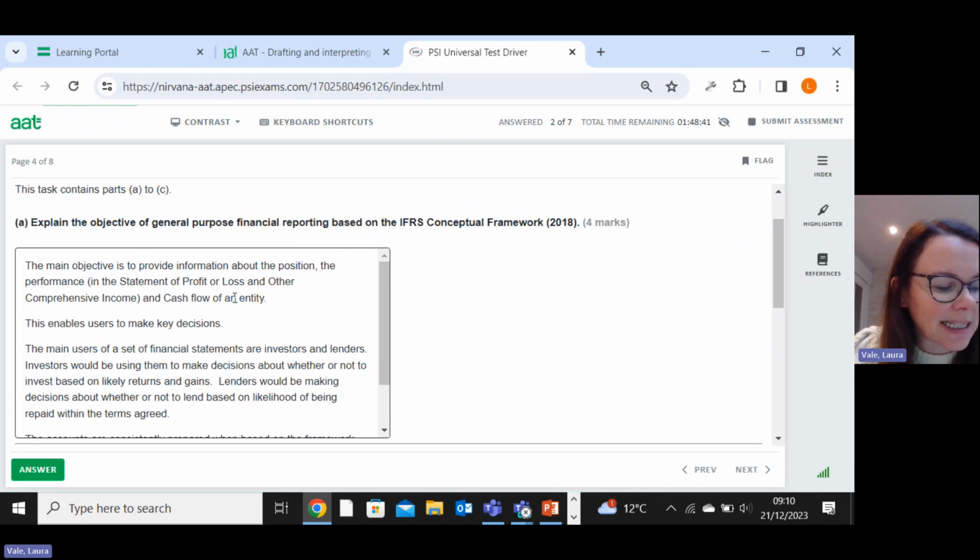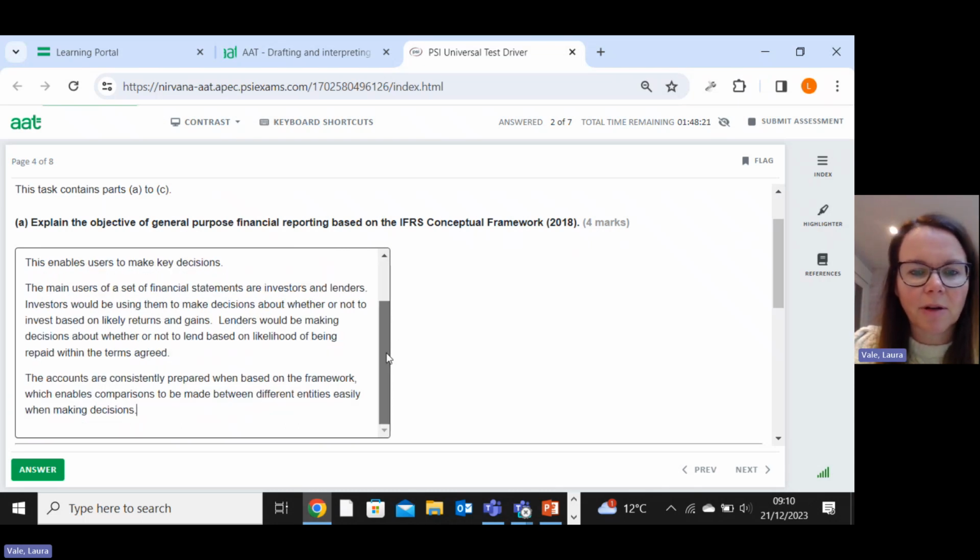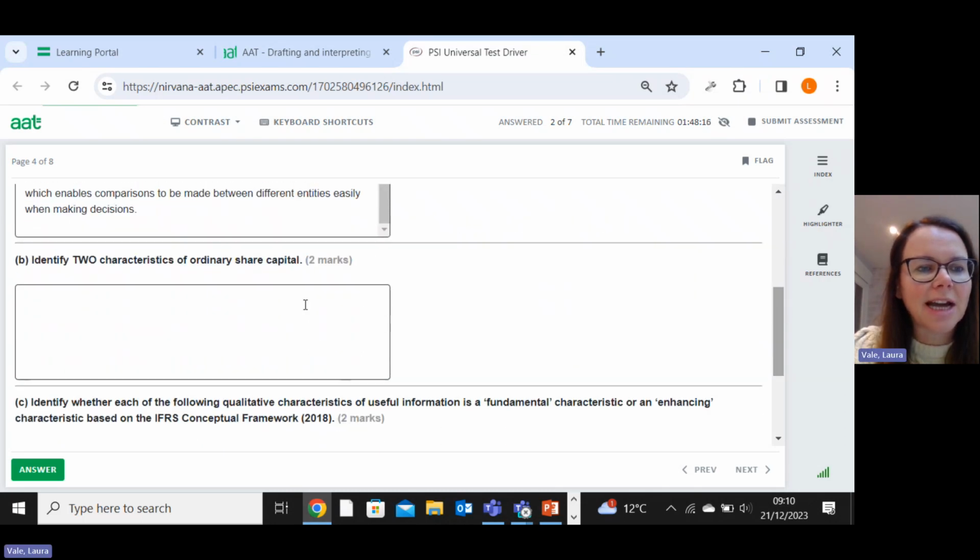That is useful to existing and potential investors. They've given a mark there. Lenders, a mark, and other creditors, another mark. I didn't say that one. In making decisions, I definitely said that, about providing resources to the entity. So I'd be fairly happy; that would have got me 4 marks, actually. Let's move down. Identify 2 characteristics of ordinary share capital.